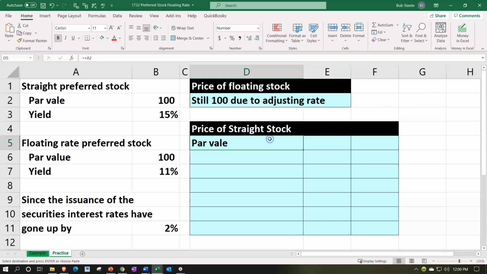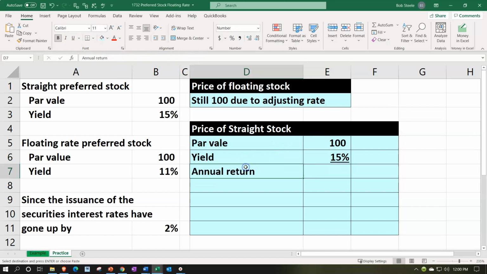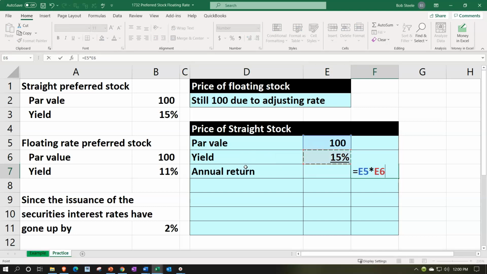So let's say the par value was $100. We're going to say the $100. The yield is going to be the 15%. We had 15% yield. We're then going to say number group, percentify. Let's go to the font group and underline. That's going to give us our annual return, we will say. Annual return equal to the 100 times the 15%.